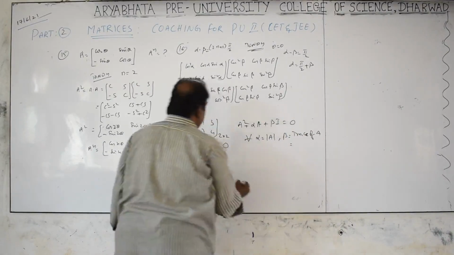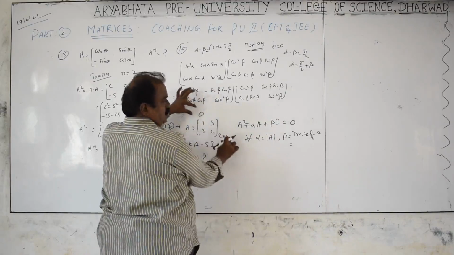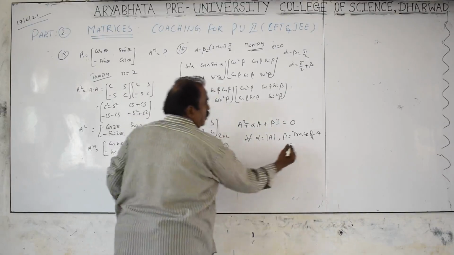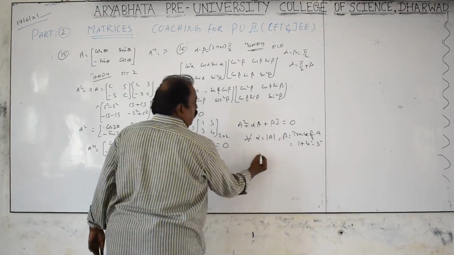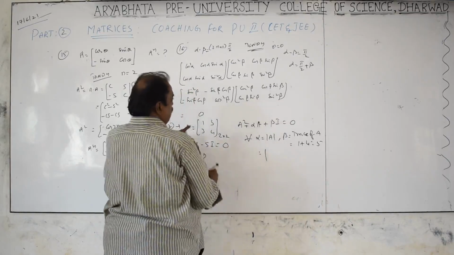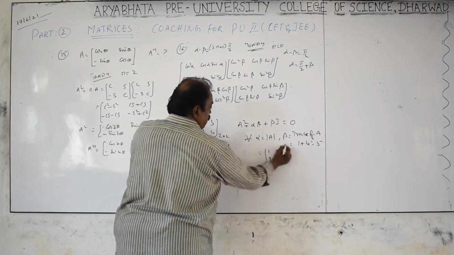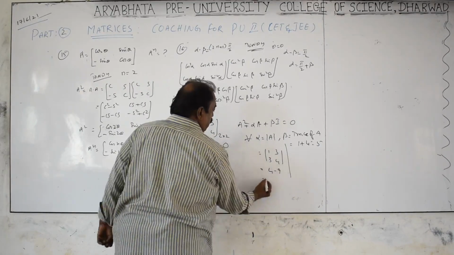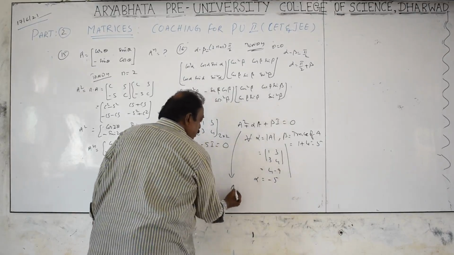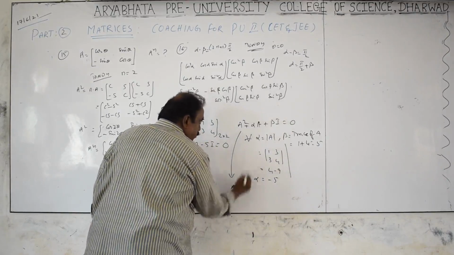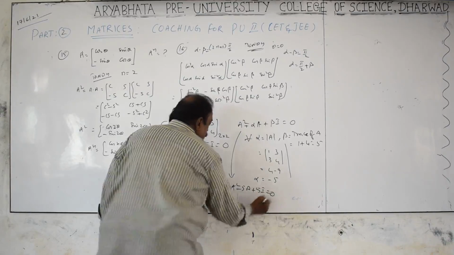What does trace mean? Trace means the sum of elements in the diagonal: 1 plus 4 is equal to 5. And what is det A? The determinant of A is 4 minus 9, which is minus 5. So alpha is equal to minus 5. So its value is A square minus 5A minus 5I is equal to 0.